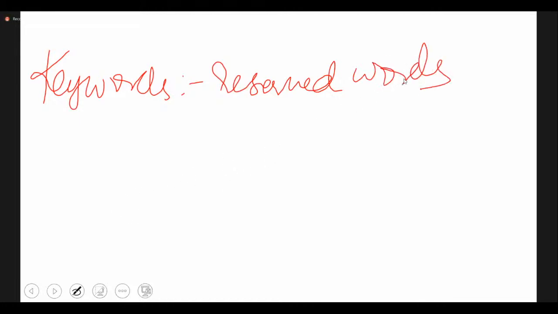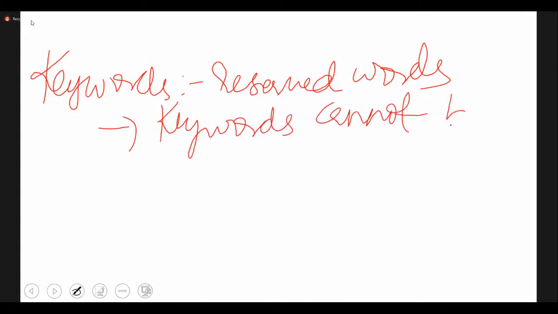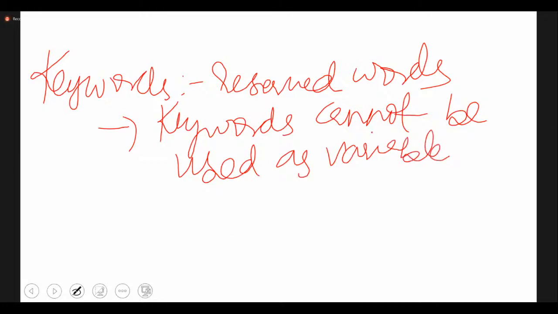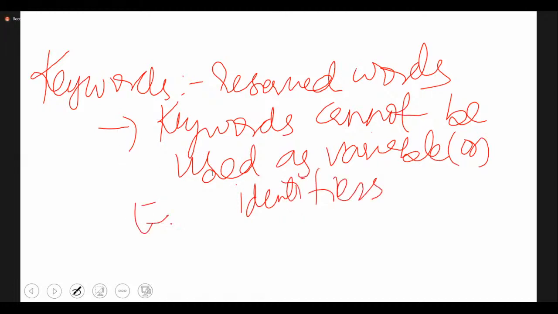As the textbook definition says, keywords are reserved words. They say that keywords cannot be used as variable names or identifiers. You will write examples for these keywords, like int, char, and so on.